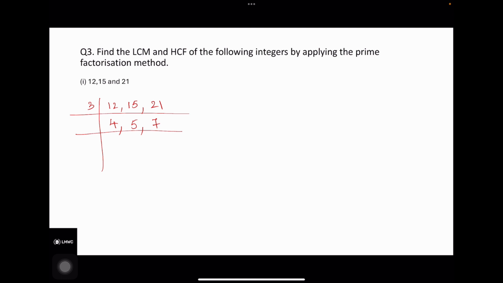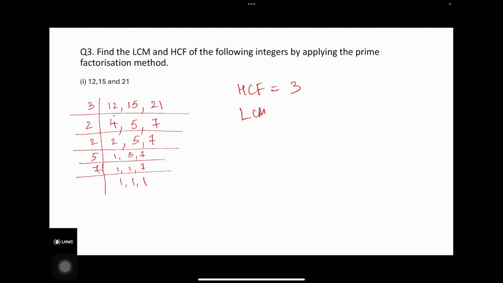So for the next, we do not have a common factor, so we can take any number. So 2 times 2 is 4, 5 and 7 take it down. 2 times 1 is 2, 5 and 7 take it down. 5 times 1 is 5, 7 take it down. And 7 times 1 is 7. So here the HCF is only the number 3, and LCM, taking the product of these numbers, we are going to get 420.